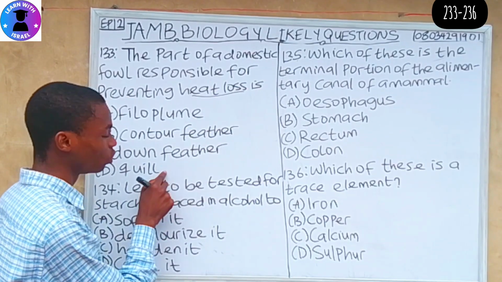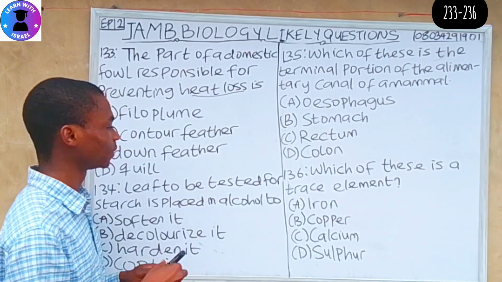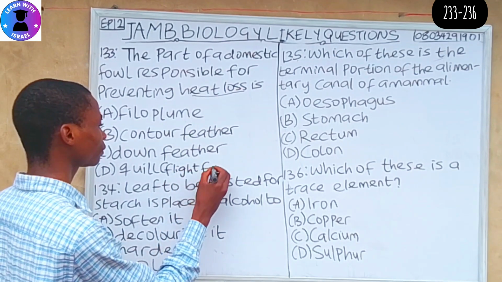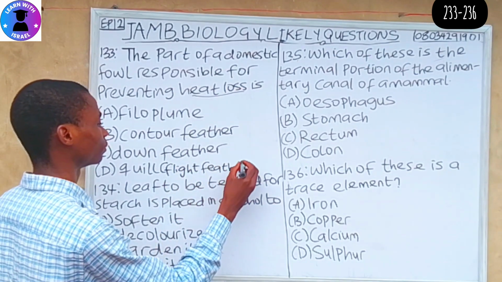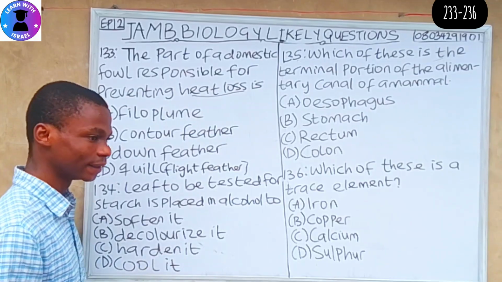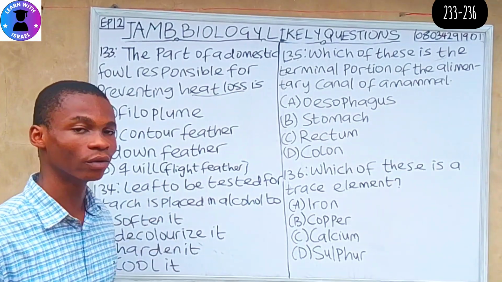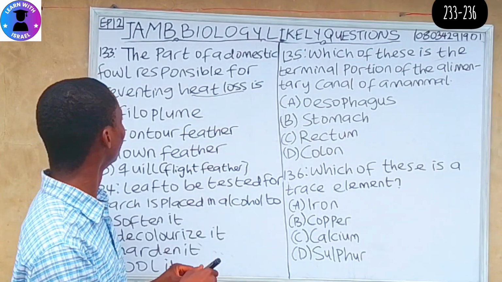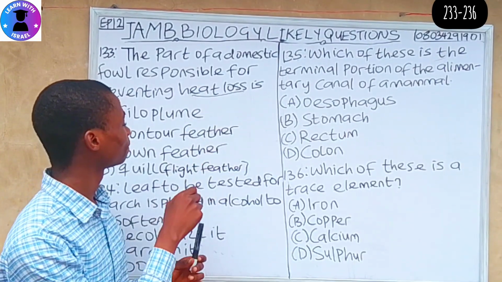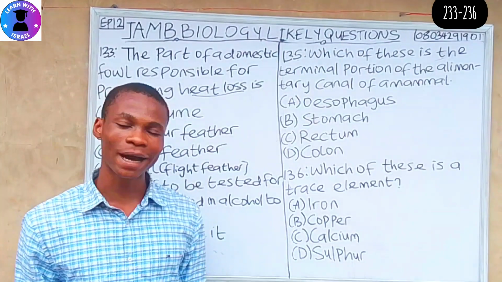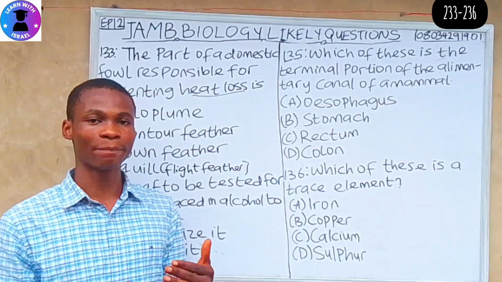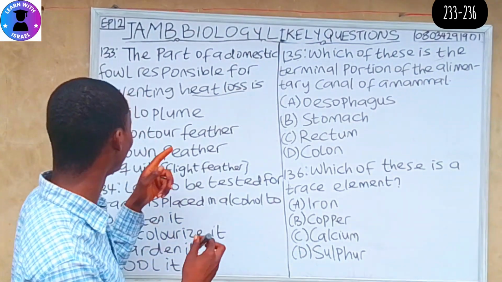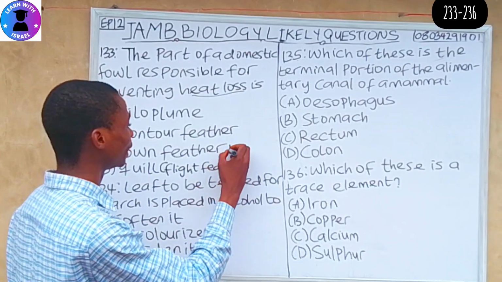So let's start from the quill. The quill is also known as flight feather. It is found in the wings and tail of the domestic fowl. And we also have the down feather. The down feather is the part of the domestic fowl that prevents its heat loss. It prevents its loss. So down feather is the correct answer.